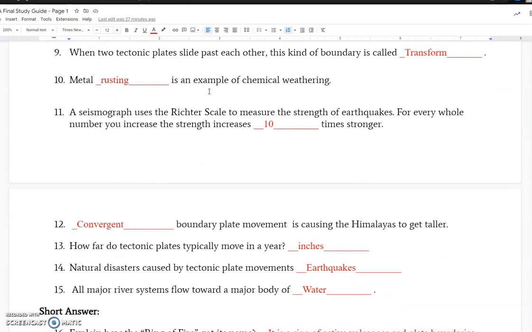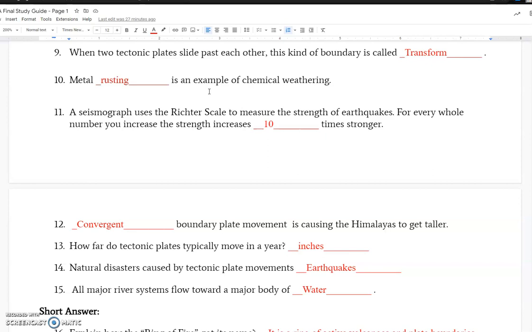All right, so when 2 tectonic plates move past each other, what is this kind of boundary? Remember, that's the one where the 2 plates are moving along, and they are actually transforming the current physical features of the planet as they move. So that is a transform boundary.